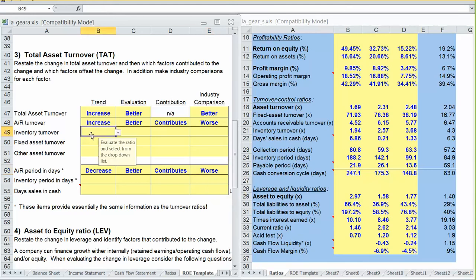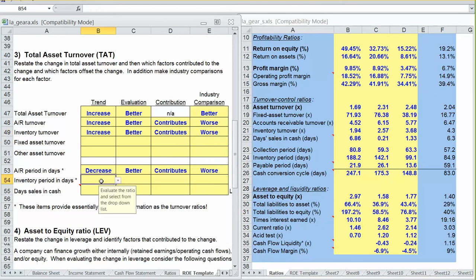Moving on down our list, inventory turnover. Our inventory was turning over 1.94 times per year. We've improved it. Our inventory is turning over much quicker now, 3.68 times per year. So our inventory turnover has increased, which again, is always better. We're more efficient. And it was the same change as our asset turnover in total, so it contributed to the improved asset turnover. The industry has a turnover of 4.3 times per year, so we're not quite there. We've gotten better, but we're still worse than the industry as a whole.